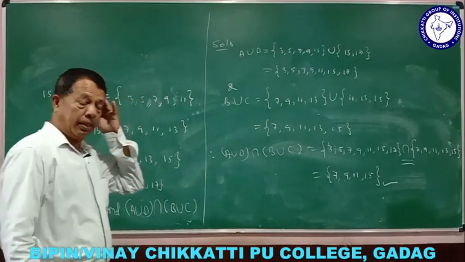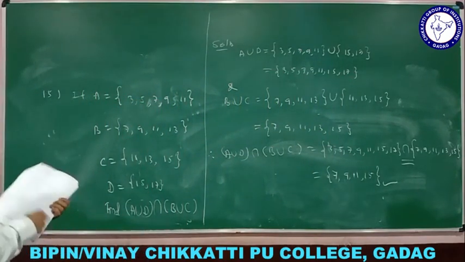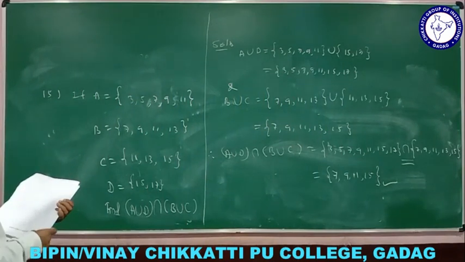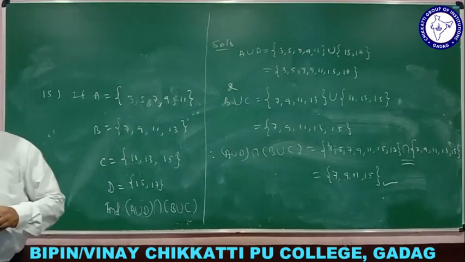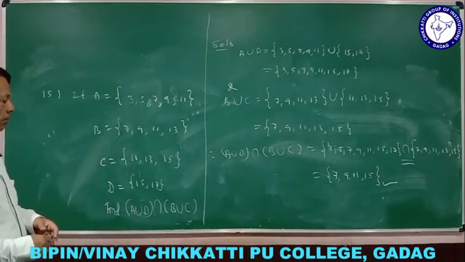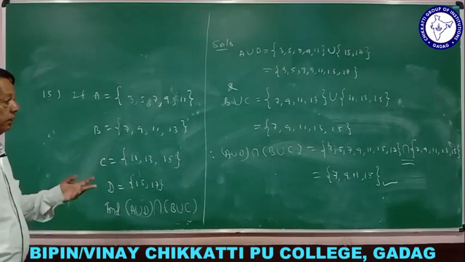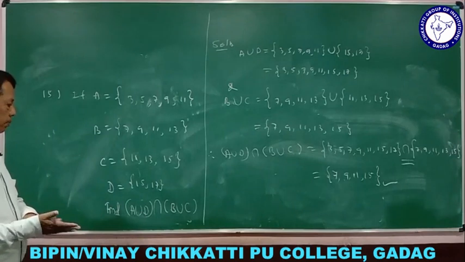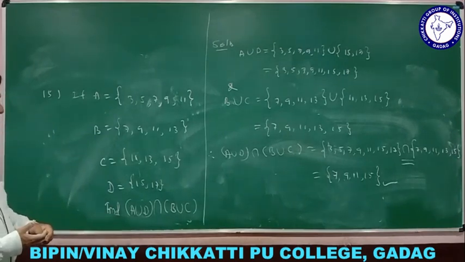I hope that you have understood all these examples. Totally 15 problems I have taken. In the next class we will see only part C problems, which I want to discuss. One more class I want to continue. That is the end of this first chapter, sets. Here I have completed A and B, not C. The problems on C I will take in the next class.